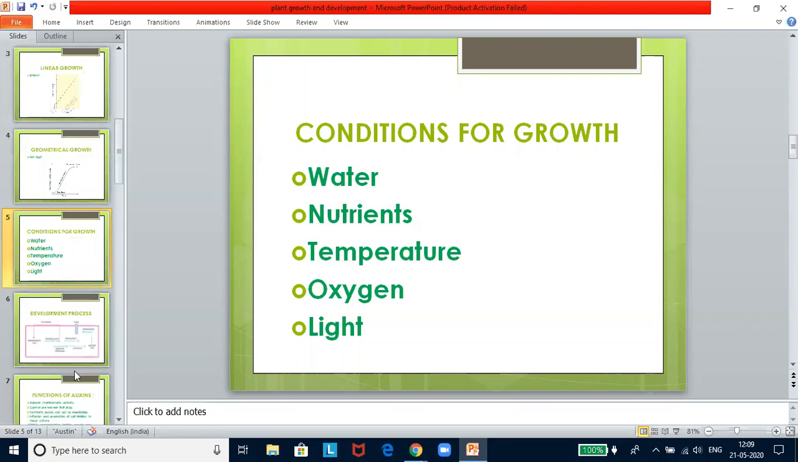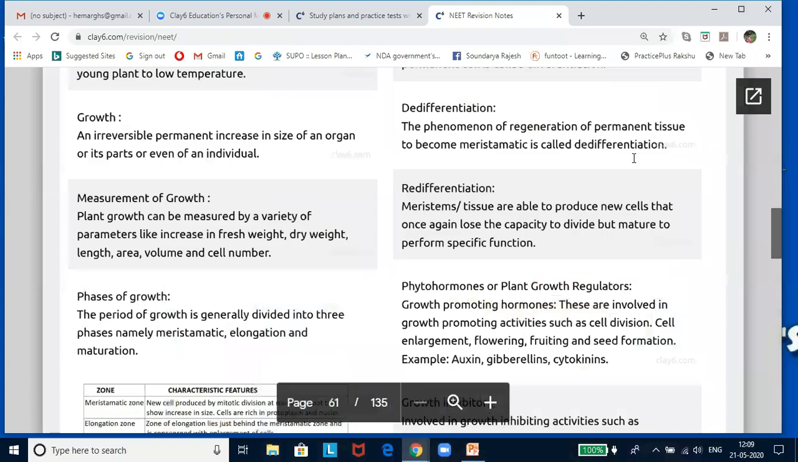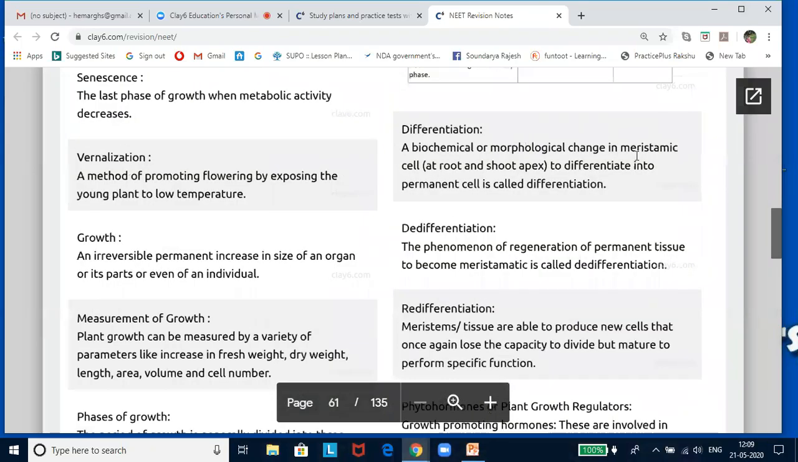Now there are three terms which you should know: differentiation, de-differentiation, and redifferentiation. Differentiation: the root and shoot apical meristems and cambium differentiate and mature to perform certain specific functions. This is called differentiation. The cells undergo few to major structural changes both in their cell walls and protoplasm. They develop strong, elastic, lignocellulosic secondary cell walls to carry water to long distances even under extreme conditions.